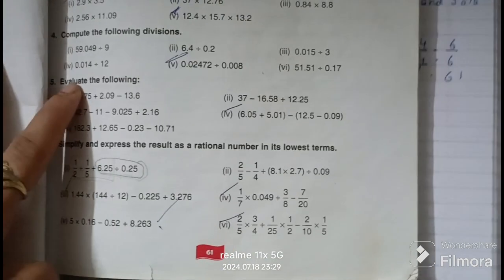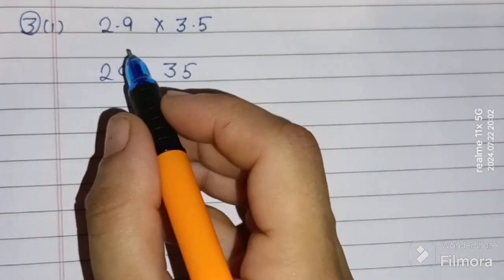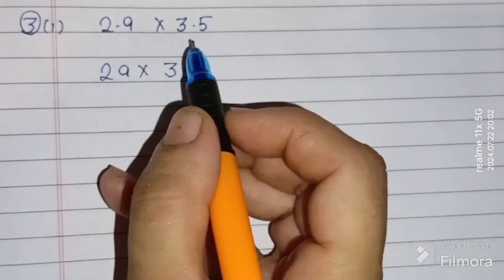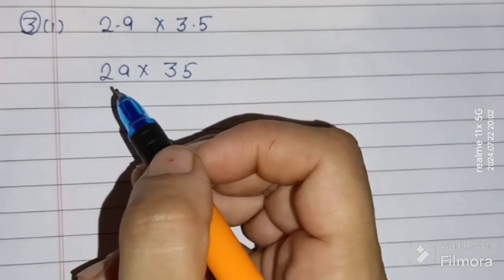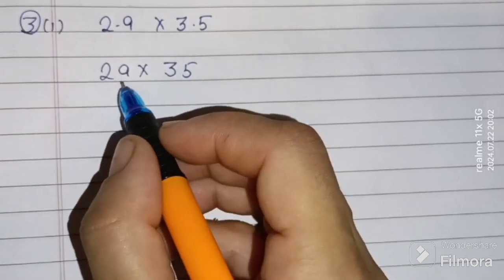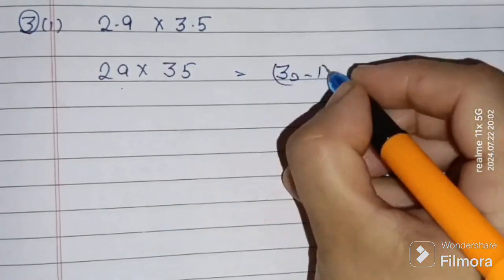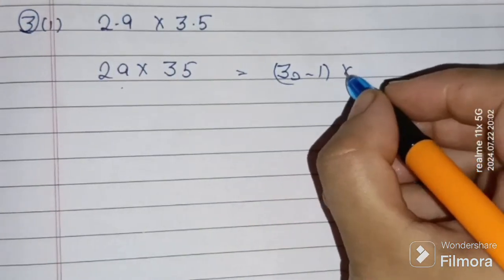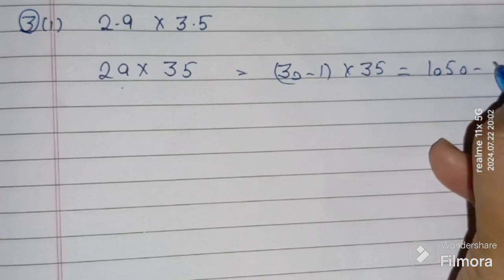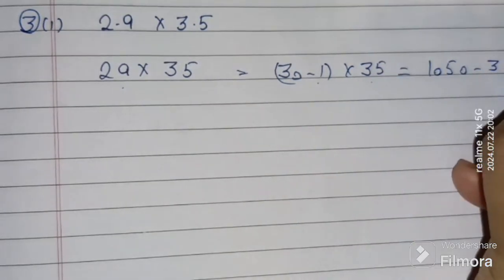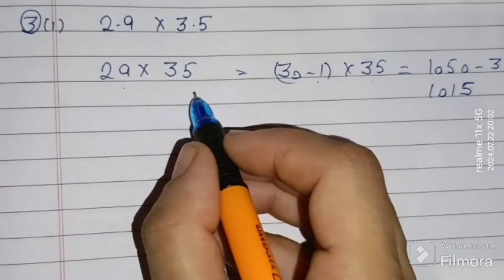Let's move on to the third question. Okay, now the first part of the third question. Here I have to multiply two decimal numbers, 2.9 and 3.5. While multiplying two decimal numbers, we first simply multiply the two numbers 29 and 35. What is their product? I'm using a shortcut trick. 29 I can write as 30 minus 1, and that is 35. So 35 30s are 1050 minus 35 ones are 35. So that is 1015.